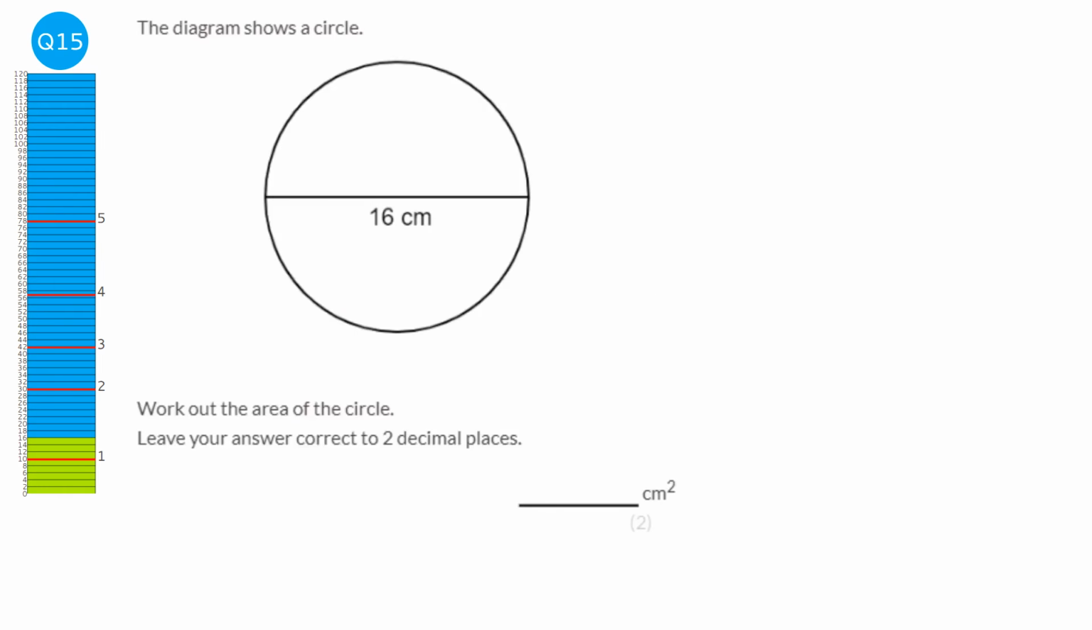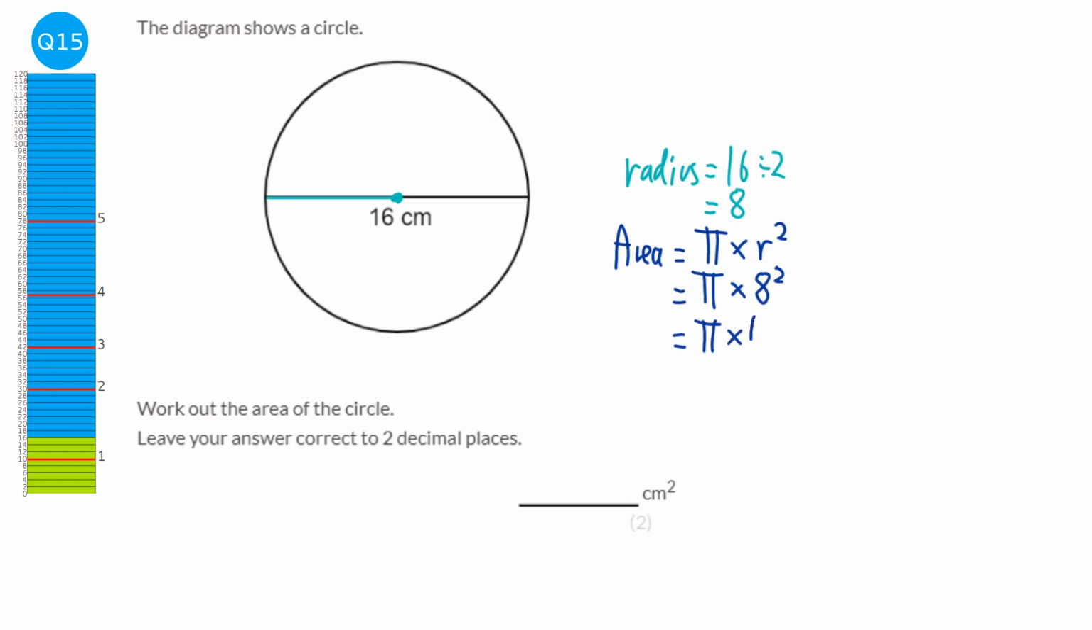So the picture is now worth £11,187. To be able to work out the area of a circle, we first need to work out what the radius is. Now the radius is half the distance of the diameter. So if the diameter is 16 centimeters, the radius will be 16 divided by 2, which will be 8. So the radius is 8. The formula for working out the area of a circle is pi r squared, or pi times r squared. The radius is 8, so it's pi times 8 squared, or pi times 64.